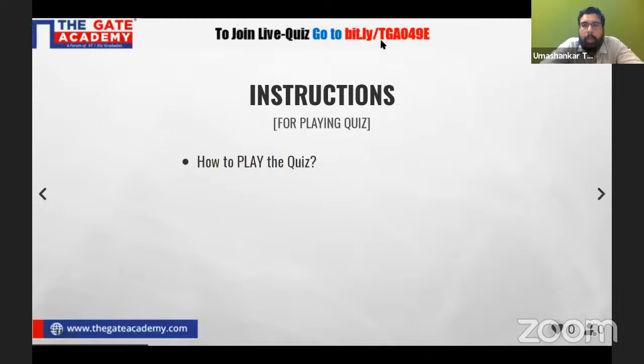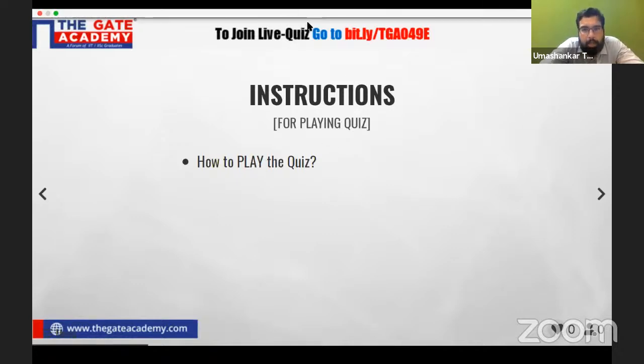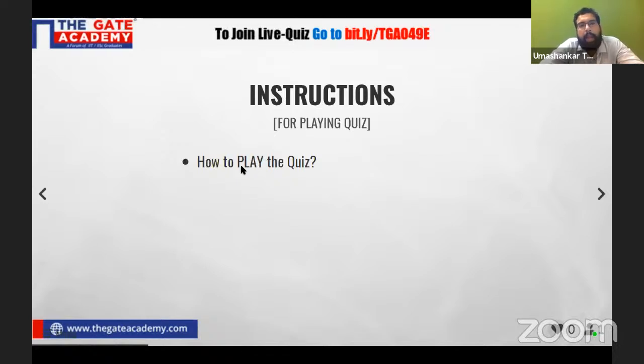What we have to do is go to this link written in red. What is written there? bit.ly/TGA049E. You can see the link is given in the chat also. You can just click on it. There will be a page in which you have to register yourself. Not many details are required. Just write your name.